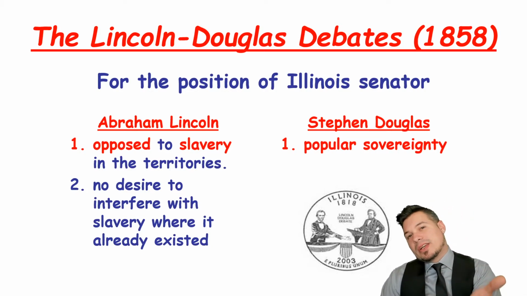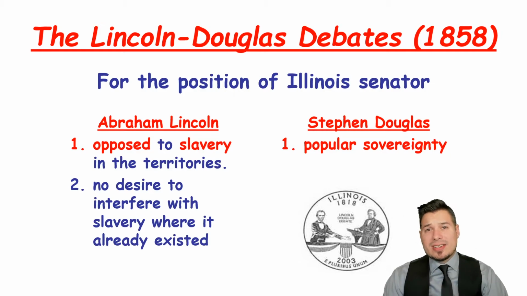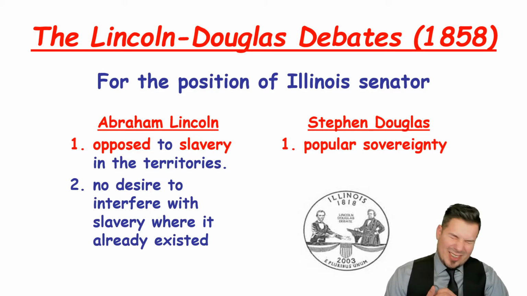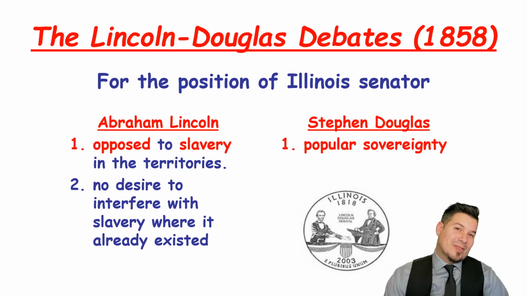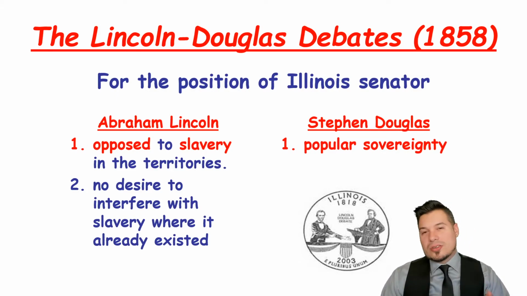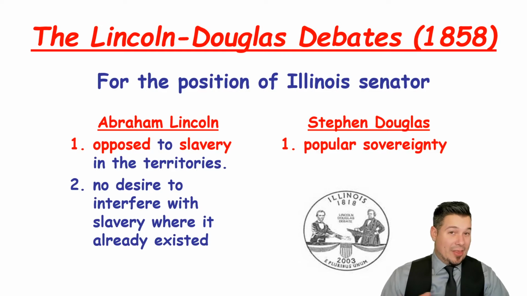So Abraham Lincoln goes ahead and does not win. Oh, he lost the Senate seat. Stephen Douglas wins the Senate seat here in 1858. However, the debates are so important as they really show what the country was doing, and that's struggling to keep together.